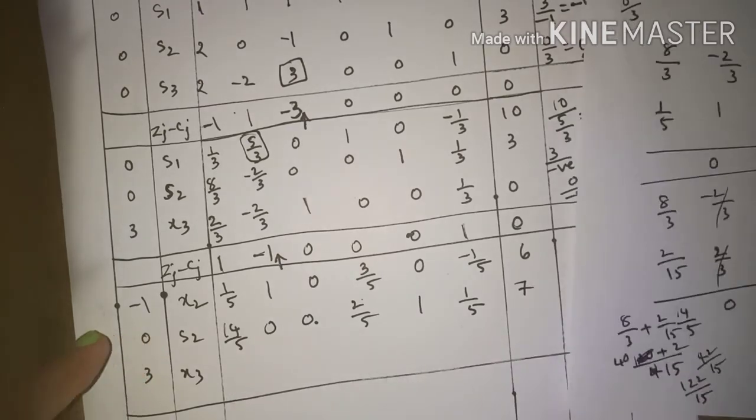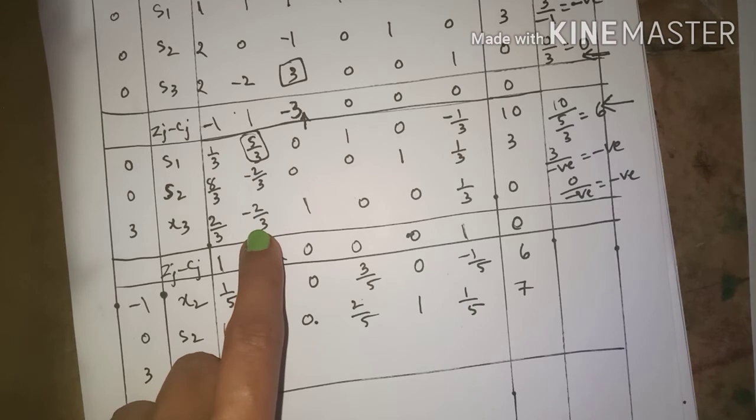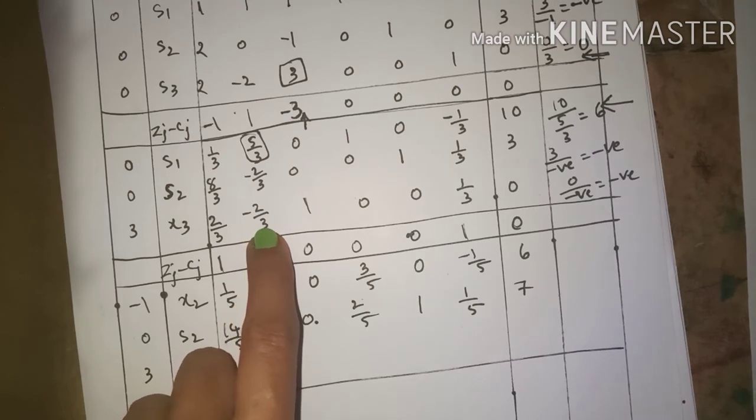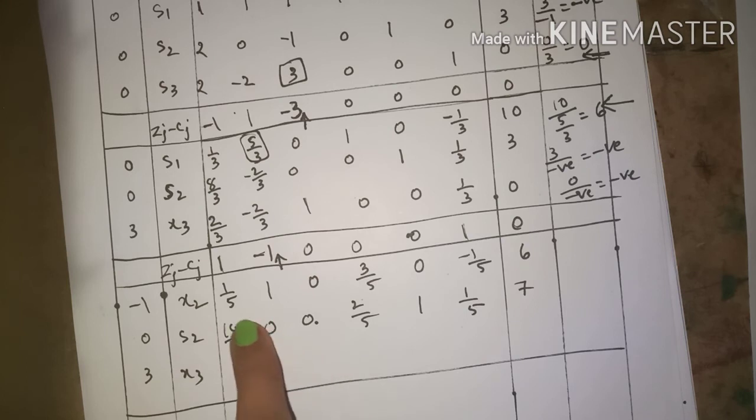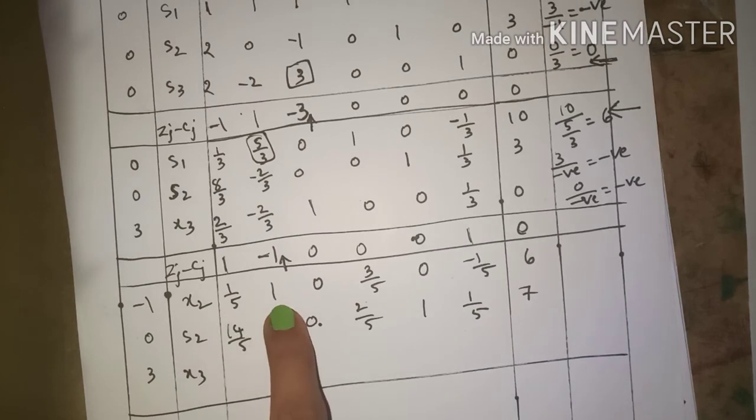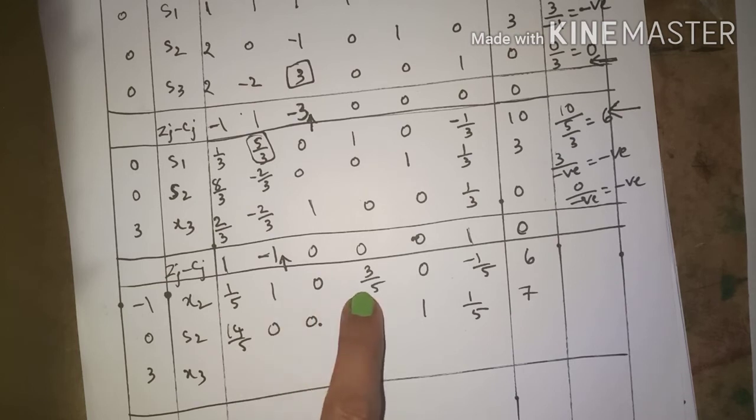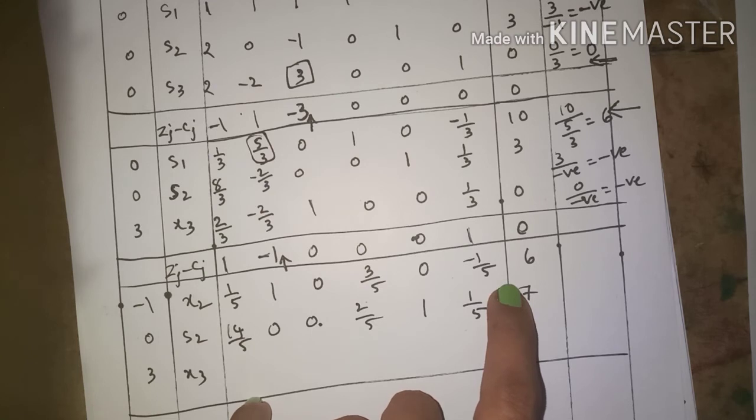Now if you do one more simplification, we have to convert this one into 0. 2 by 3 minus 2 by 3, 1, 0, 0, 1 by 3, 0. Next, after converting the pivot element into 1, how much you have got? 1 by 5, 1, 0, 3 by 5, 0, minus 1 by 5, 6.